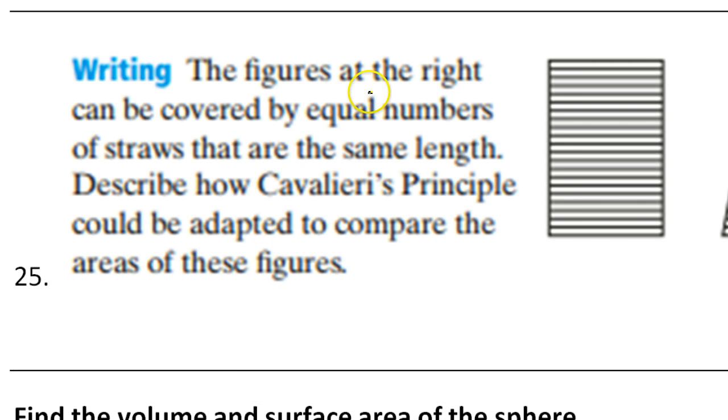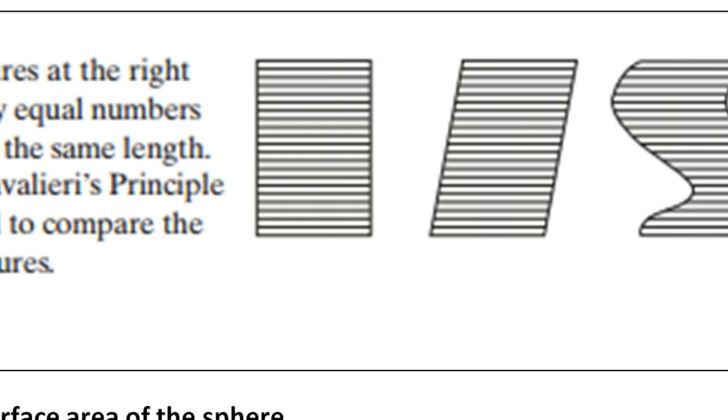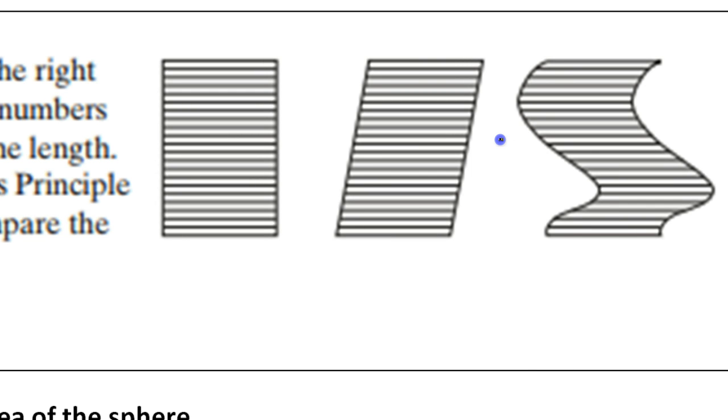Now, number 25, the figures at right can be covered by equal numbers of straws that are the same length. Describe how Cavalieri's principle could be adapted to compare the area of these figures. Well, it's an equal number of straws, so Cavalieri figured out that the volume would be the same by looking at slices of a three-dimensional object and figuring out that if you have the same number of slices, it doesn't matter whether they're stacked vertically or whether they're stacked diagonally. If you add up the volumes of each slice, the total volume will be the same in any shape.